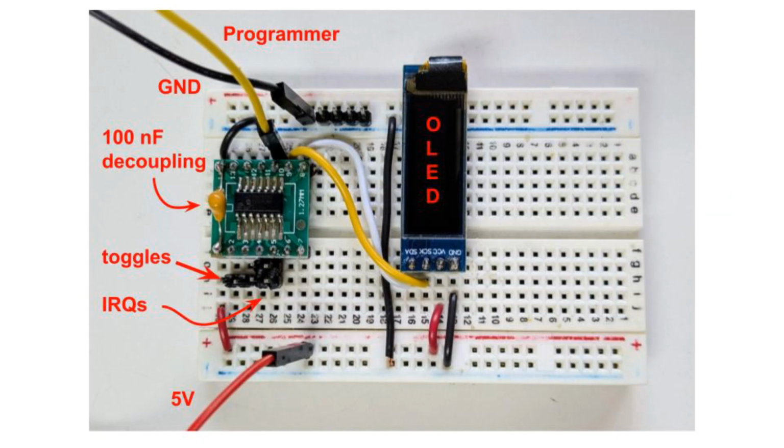Here's the setup on a breadboard. Note the 100 nanofarad decoupling capacitor soldered right onto the adapter between pins 1 and 14. Always use a decoupling capacitor with ATtinys. Place the cap as close to the ATtiny's VDD pin as you can.